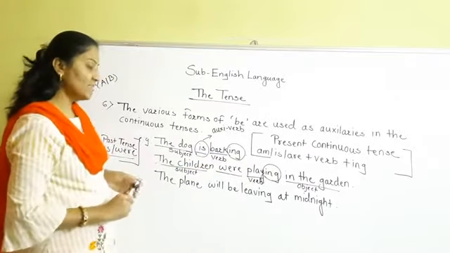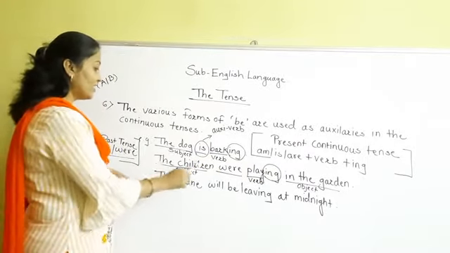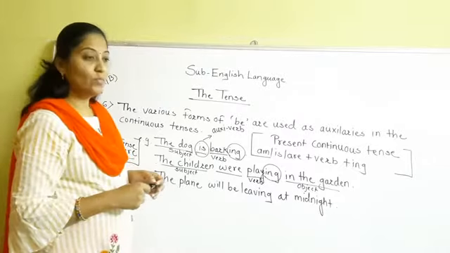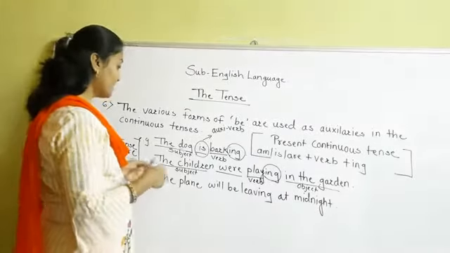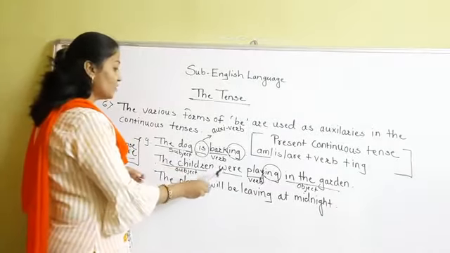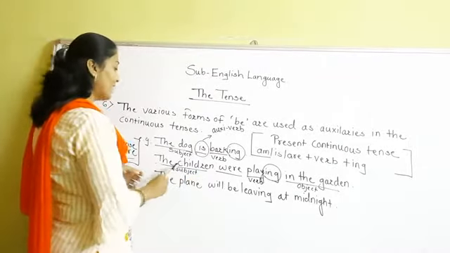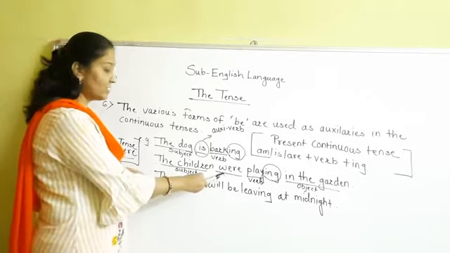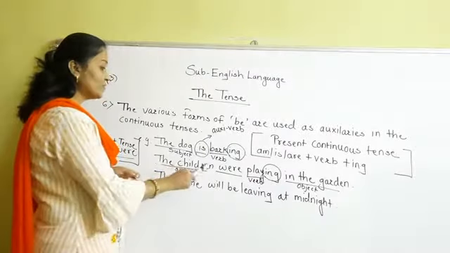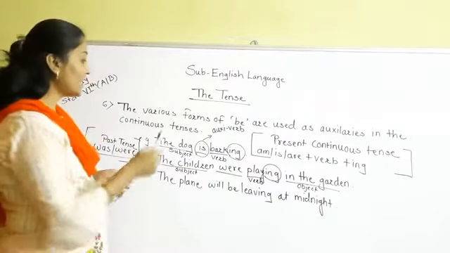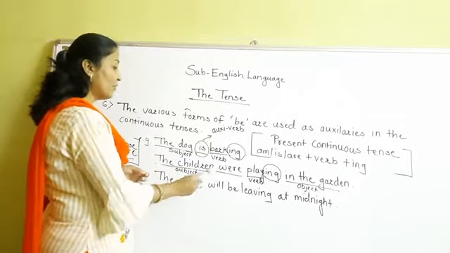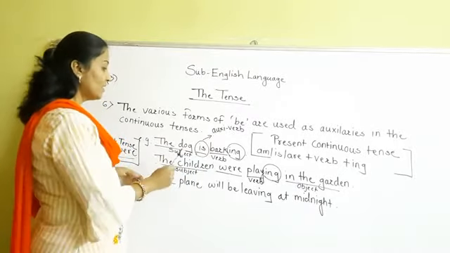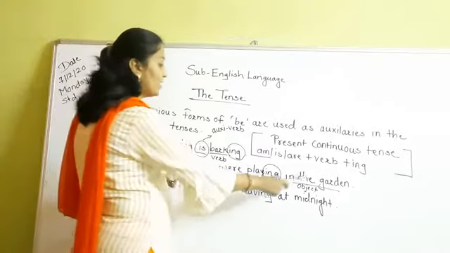This is our sentence, and I have told you that "the children" is the subject and this subject is plural. We are using "children" for a plural subject, so we have used "were" here. If the subject is singular, then at that time we have to use "was" here. The children were playing in the garden.